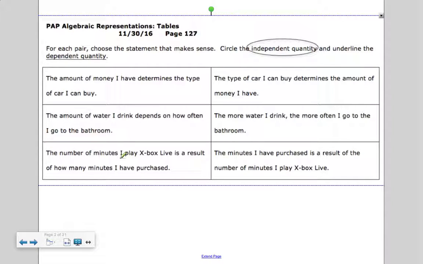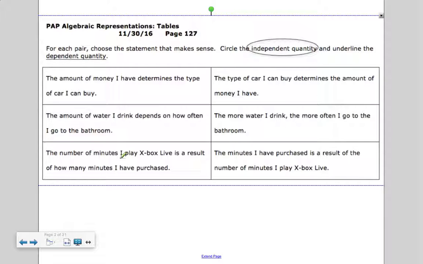So today we're going to be learning something called dependent and independent quantities. You will also see this when you head up into algebra, either in 9th grade or 8th grade. This is the foundation right here. For each pair, choose the statement that makes sense. Once you figure out which statement makes sense, circle the independent quantity and underline the dependent quantity.